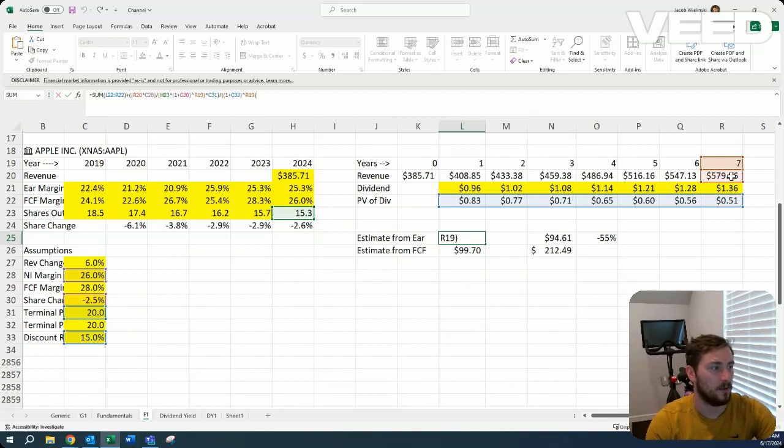So you can see we have the revenue estimate at the end of 7 years, but we're doing a present value of earnings and free cash flow. So we don't necessarily care about the revenue. We just care about what will be the earnings estimate at that year and what will be the free cash flow estimate at that year.